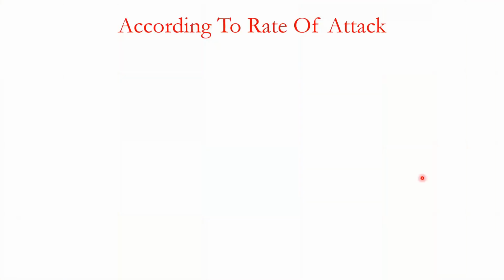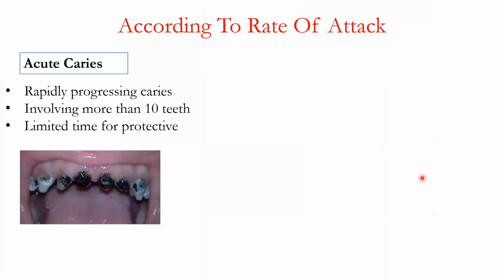So let's start with the classification. According to the rate of attack, it is classified as number 1, acute. Acute, the word itself says, it is very, very rapidly progressing caries. And they say that when it involves more than 10 teeth within a year, then that is termed acute caries. And there is very limited time for the body to make any kind of protective mechanism.